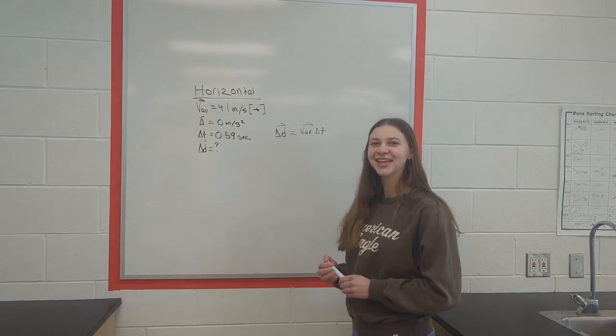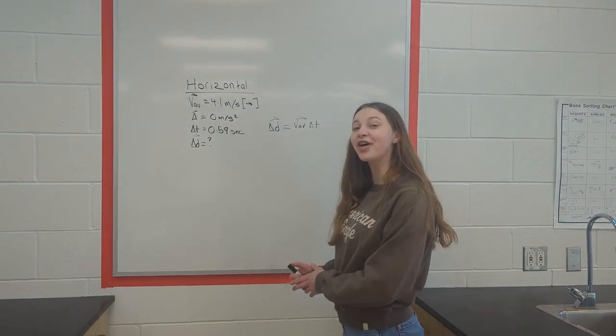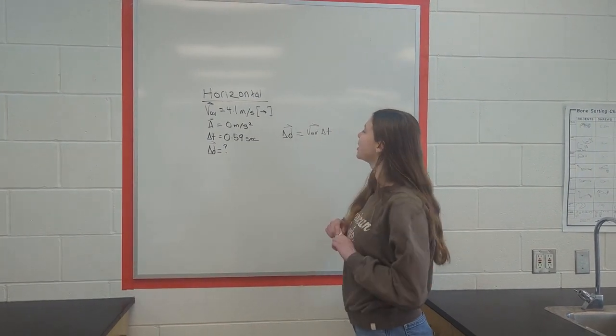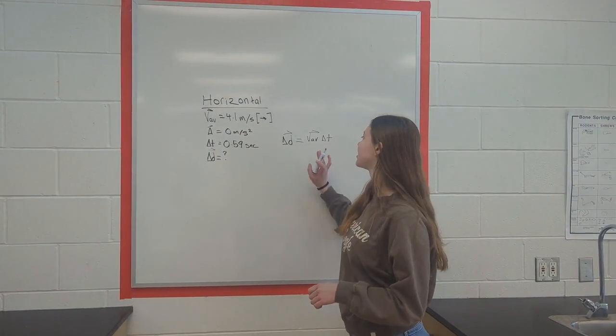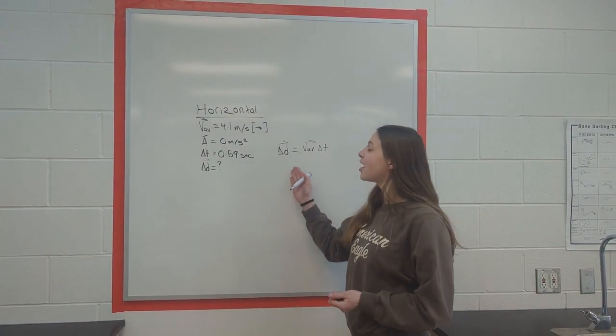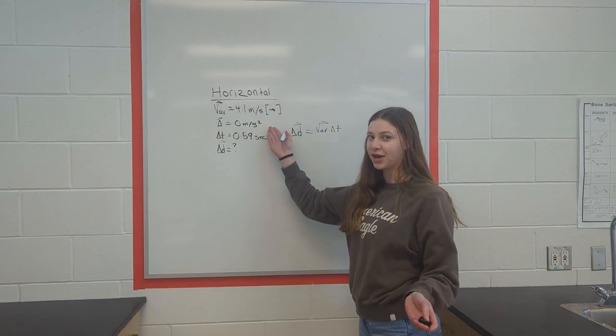Alright, so now that we have the time, we have enough components to figure out how far the object has traveled horizontally. So we can use this equation here, displacement equals the average velocity times time. And remember that in the horizontal direction, we can use the average velocity because there is no acceleration.